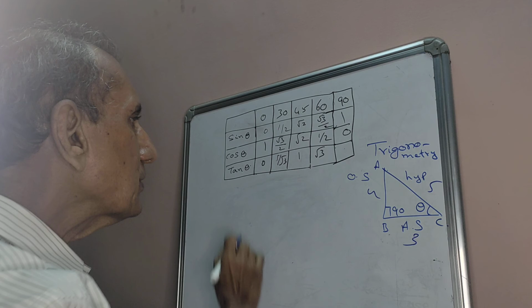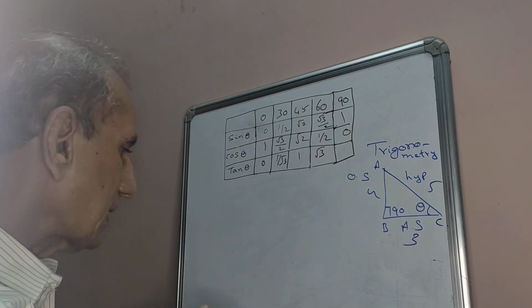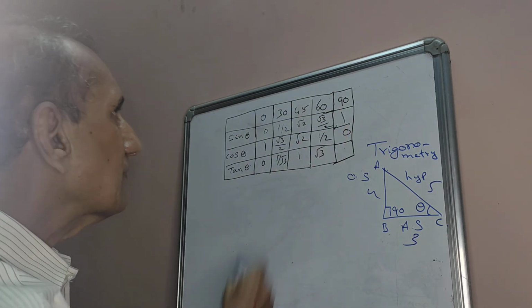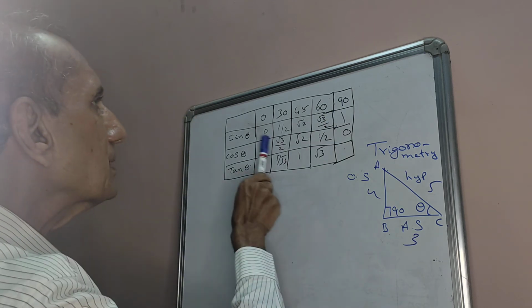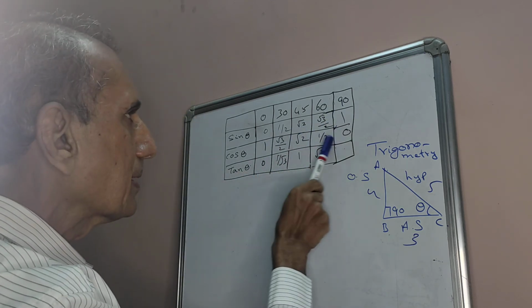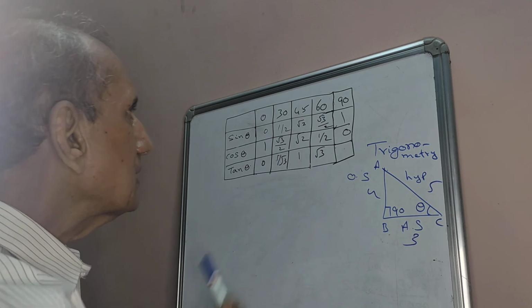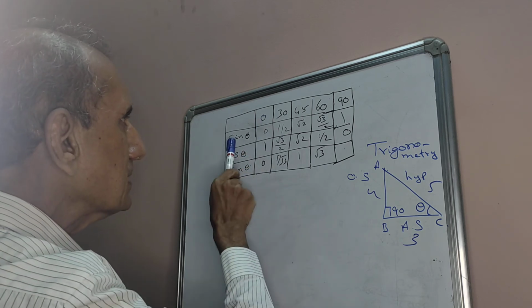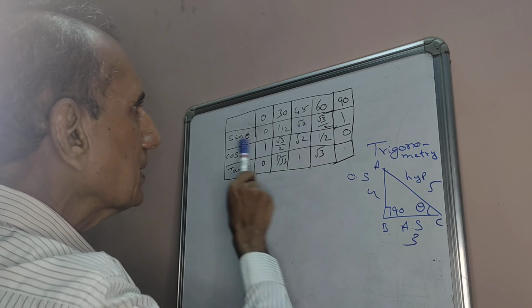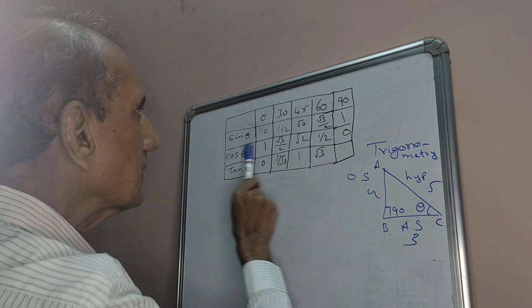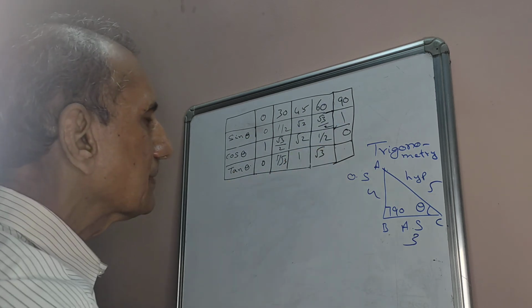Then after this I showed you this table. Okay, so this table, if 0, 30, 45, 60 and 90 are given to you, you should remember the values of each one of them. Okay, so sine 0 is 0, sine 30 is half, sine 45 is 1 by root 2, sine 60 is root 3 by 2, sine 90 is 1.